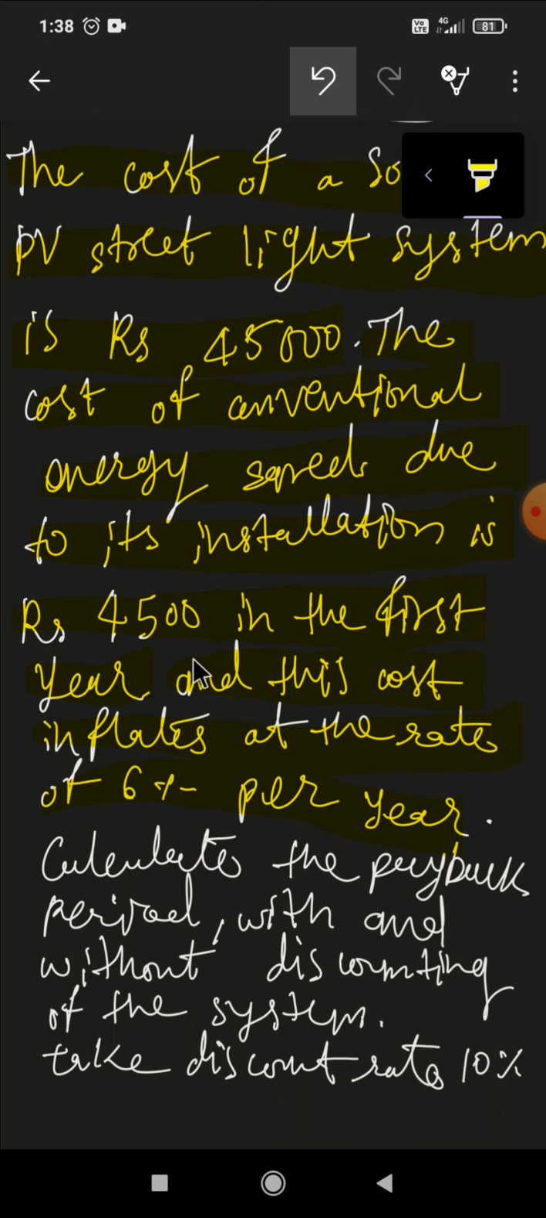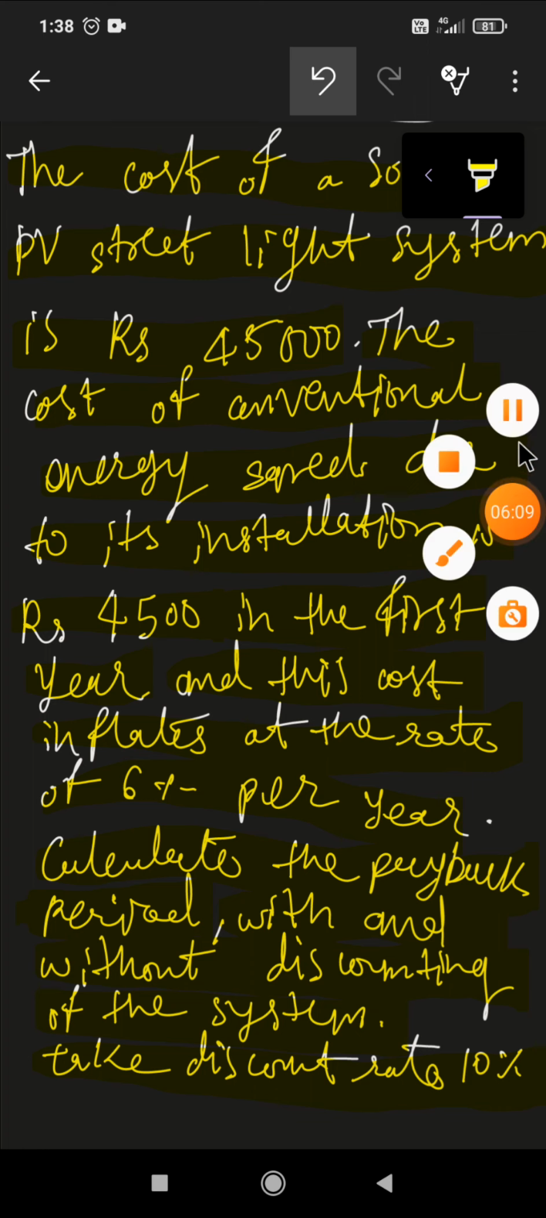Now what we are interested in is to calculate the payback period, that is, when this cost of 45,000 will be returned to me. So we need to calculate the payback period with and without discounting. Take the discount rate as 10%. So we need to account for a 10% discount rate. We will see.